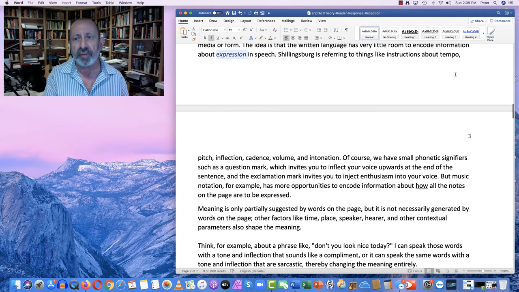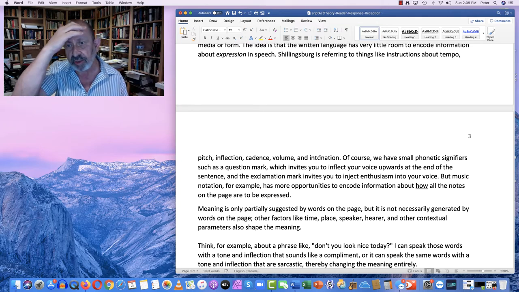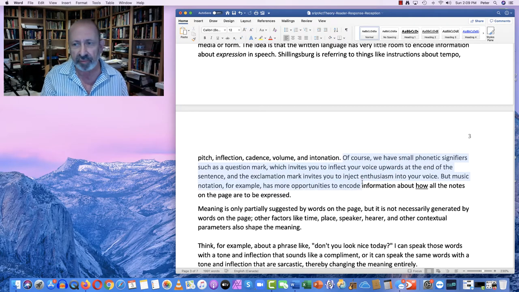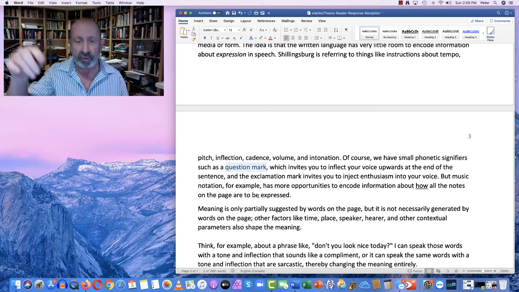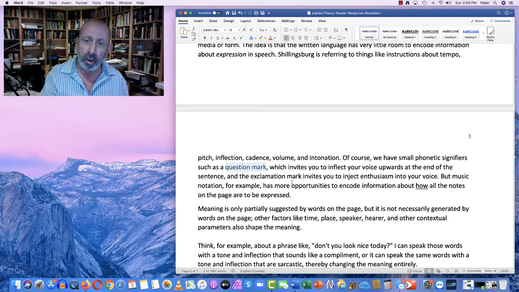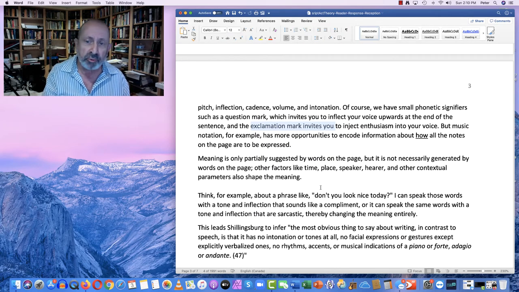So Schillingsburg, for example, talks about, you know, in music we talk about tempo and pitch and inflection and cadence and volume and intonation. And we have some signifiers of this in the English language, such as a question mark that tells us our voice cadence needs to go up at the end because we're asking a question, and exclamation marks which require intensity or enthusiasm. But music notation has many more opportunities to encode all kinds of signals about how we are to interpret that particular music. So the words on the page really don't mean anything.